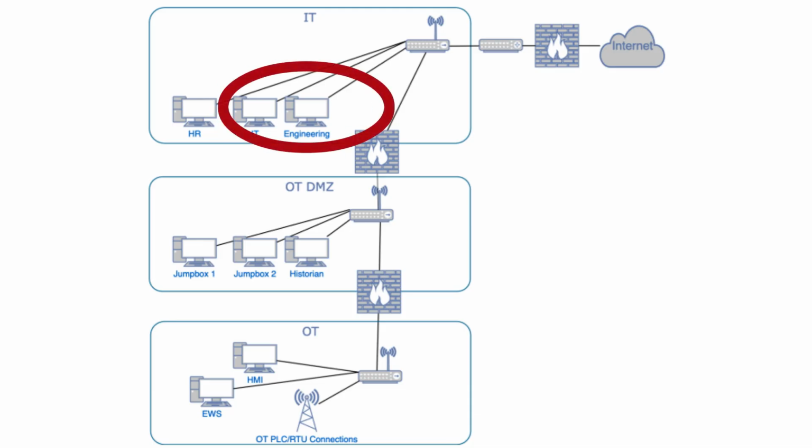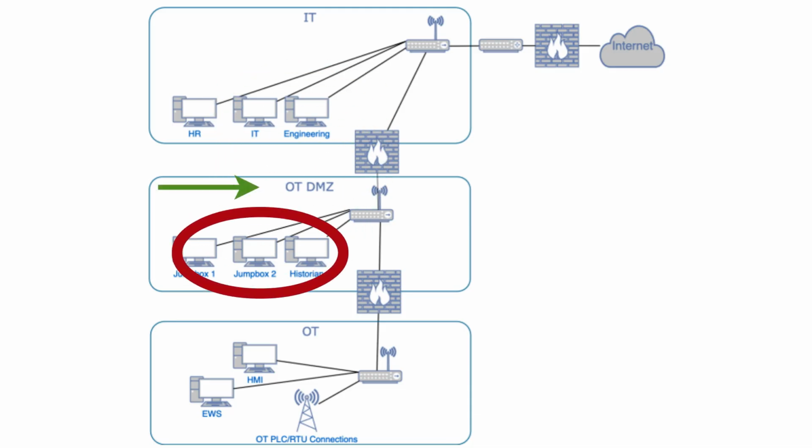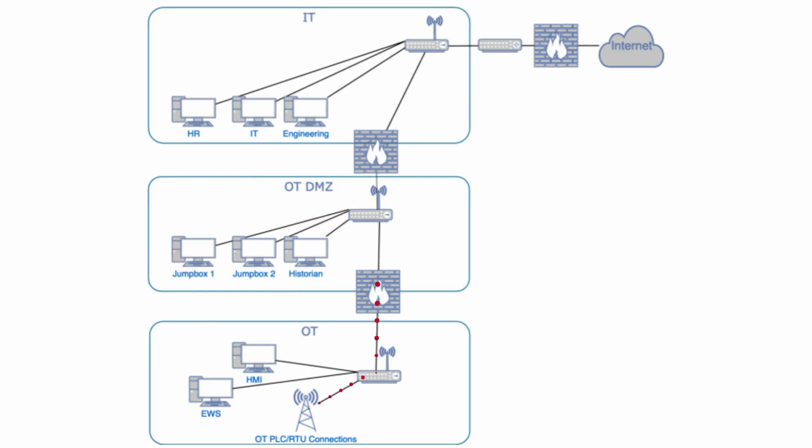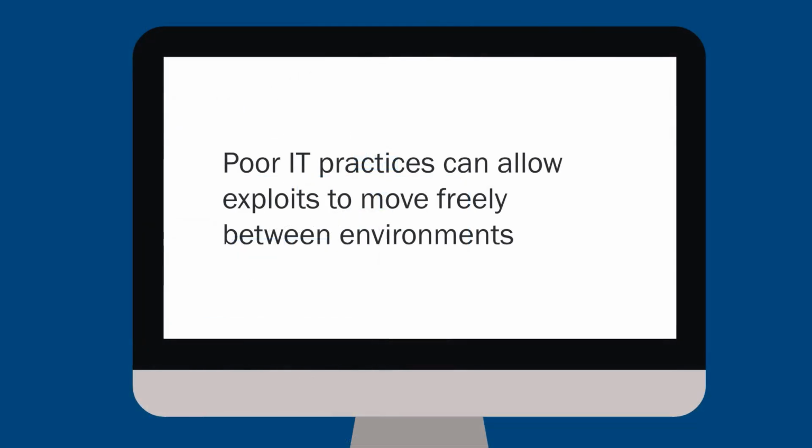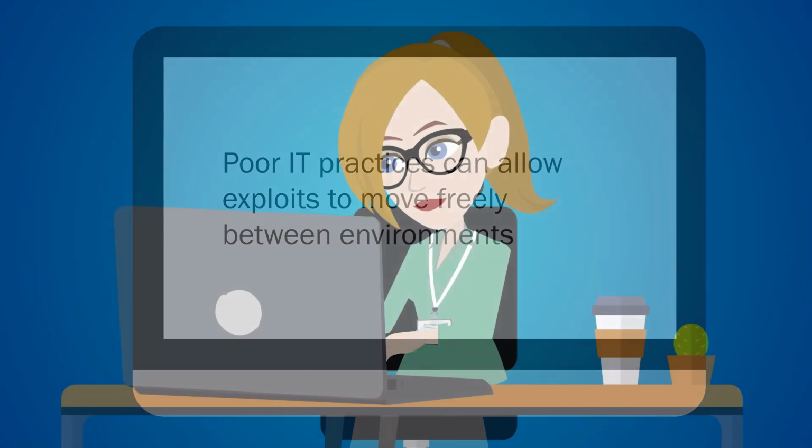For example, an engineer may access a jump box within a demilitarized zone, DMZ, to move through the DMZ and into the OT environment where they would have the ability to cause adverse effects. Poor IT practices, such as not updating operating systems and edge point devices, can allow exploits to move freely between different environments, exacerbated by firewall issues and update management.